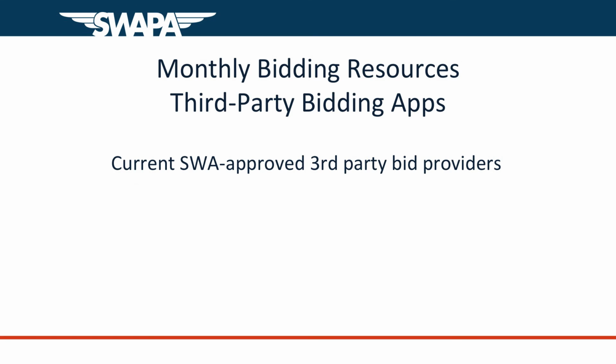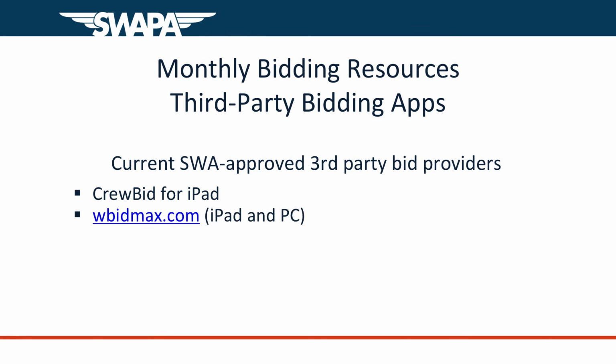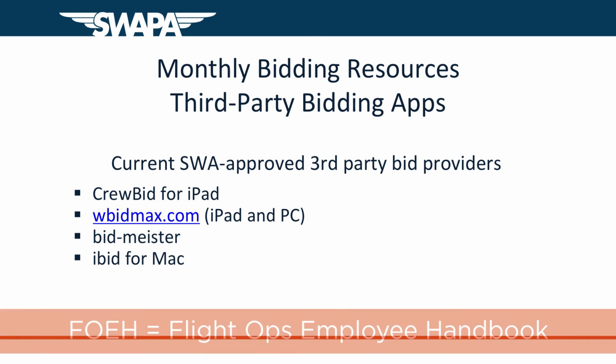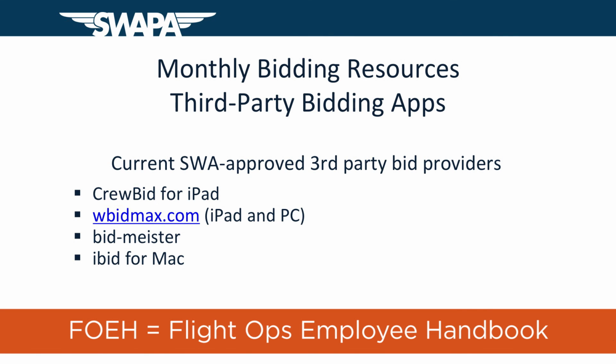Most pilots use one of several third-party bid software providers. Currently, Southwest Airlines allows you to submit bids via the following authorized third-party vendors: CrewBid, WBid, BidMeister, and iBid. Most of these products also allow you to view the bid files normally found in Bid Info, including seniority lists and the bid packet cover sheets. Double-check FOEH to make sure this list is complete.